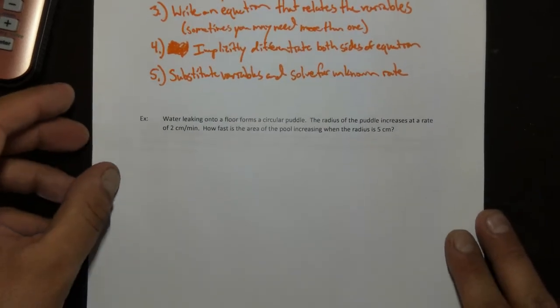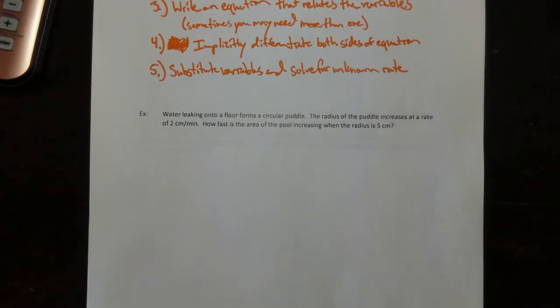The first example, water leaking onto a floor forms a circular puddle. The radius of the puddle increases at a rate of 2 centimeters per minute. How fast is the area of the pool increasing when the radius is 5 centimeters? So we have this puddle here, and the radius is increasing at 2 centimeters per minute. So it's maybe like a slow leak that forms a puddle.